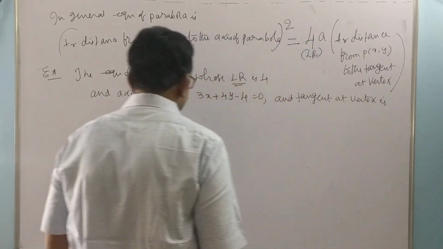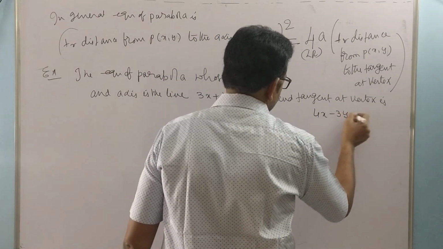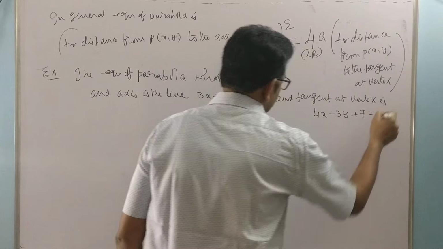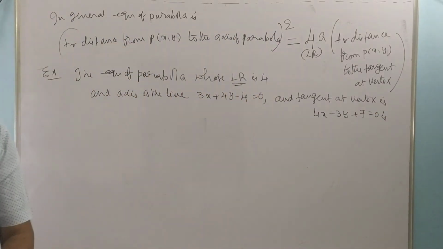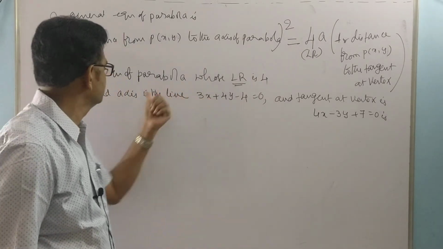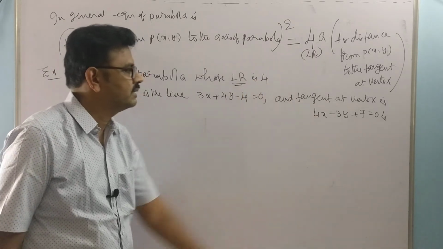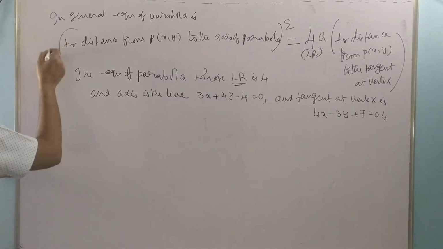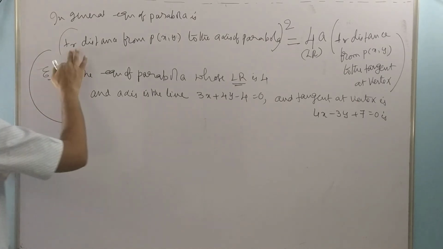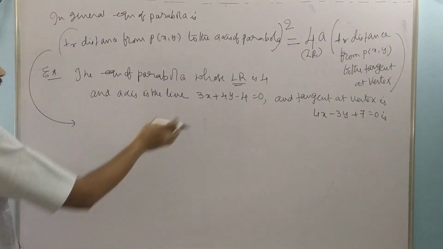and tangent at vertex is the line 4x minus 3y plus 7 equal to 0. The equation of parabola whose axis is given this, and the latus rectum is 4, and the tangent at vertex is as given. According to this, in general, the equation of parabola: perpendicular distance from the point (x, y) to the axis of parabola. What is axis? This one.